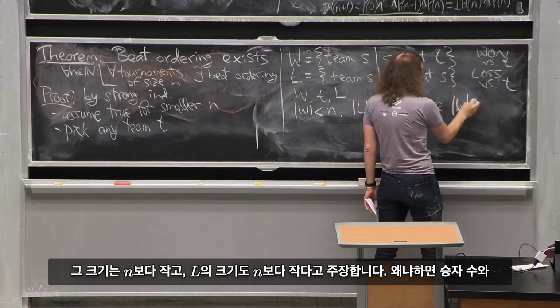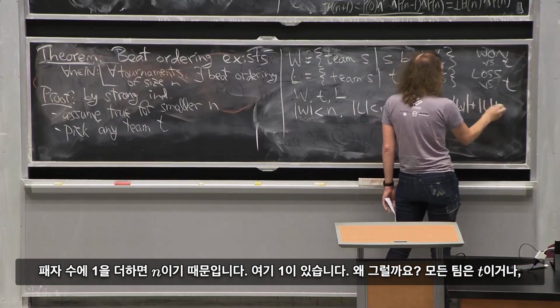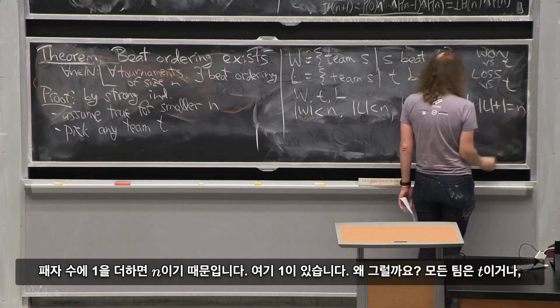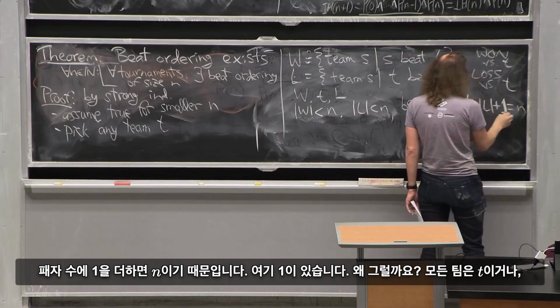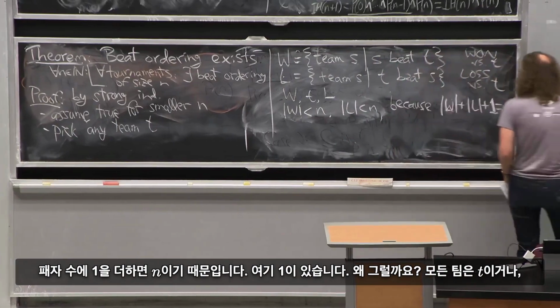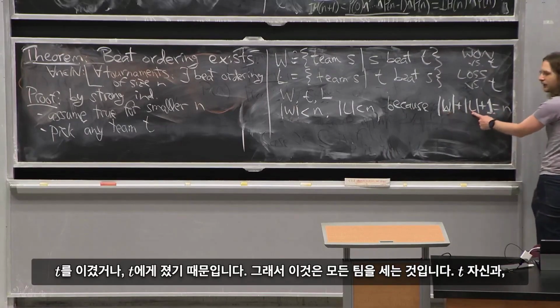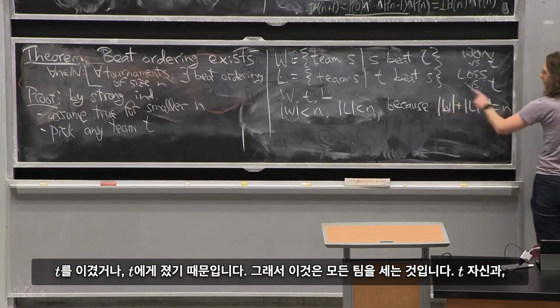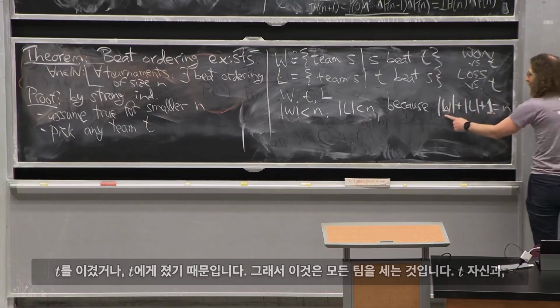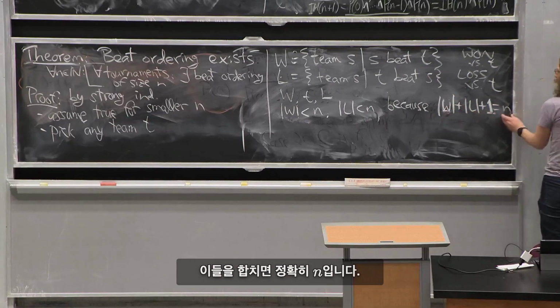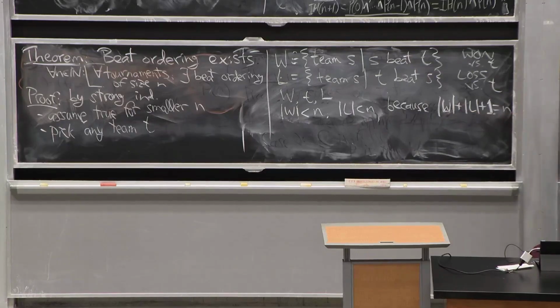the size of the winners plus the size of the losers plus 1 equals n. This is a 1. Why? Because every team is either t, or they won against t, or they lost against t. So this is counting all of the teams. There's t itself, the ones that win against t, the ones that lose against t. Together, that is exactly n.